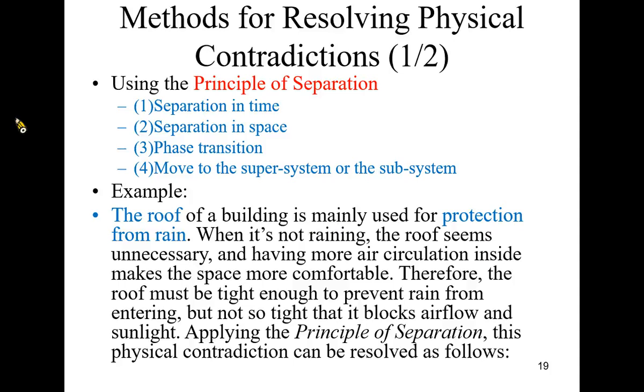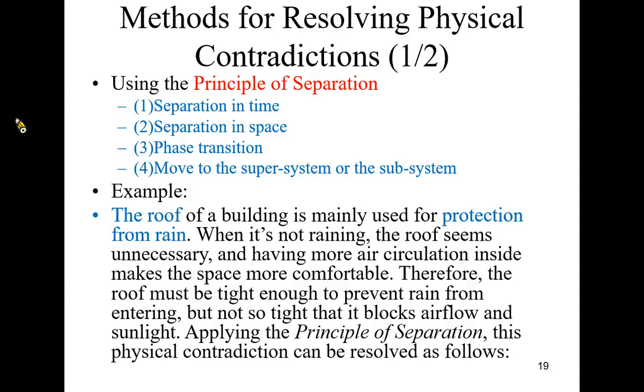Next, we talk about the method for solving physical contradiction. We use the principle of separation to solve it. We have four separation principles: separation in time, separation in space, phase transition, and the last one is moving to the supersystem or the subsystem. We'll give you an example so it may be easy to understand.